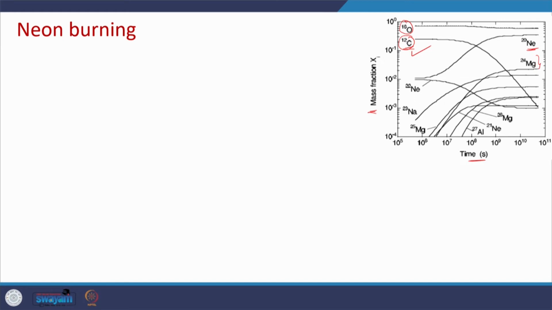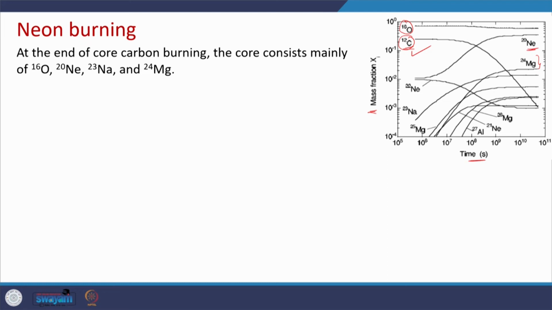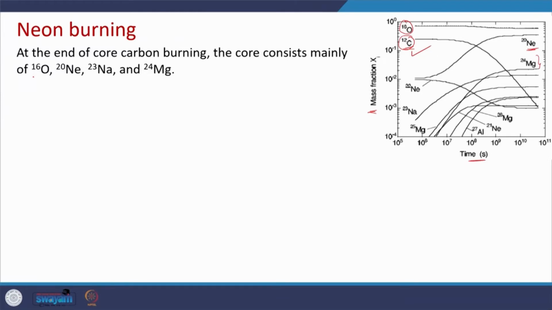Then the remaining nuclides. See, at the end of core carbon burning, hydrogen is gone, helium is gone, and the ash of helium is carbon and oxygen. Because of the Coulomb barrier considerations, we were seeing carbon has to be there, right. So, when carbon burning happens, the ashes are oxygen 16, neon 20, sodium 23, magnesium 24. What are the reactions giving these nuclides? I have shown you in the previous slides.